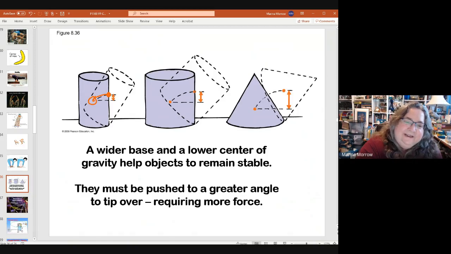So for this one, you can see how it looks like it's about 30 degrees that you're able to tip this can. But the next can has a much wider base, so the center of mass is at the same height, but the base is so much wider that you can see that the center of mass has to go much further. So this angle is looking like it's about 45 degrees.